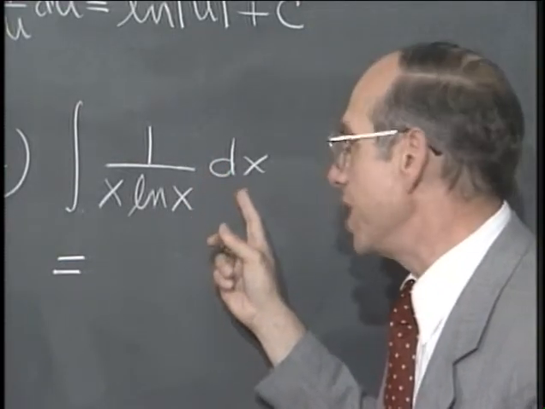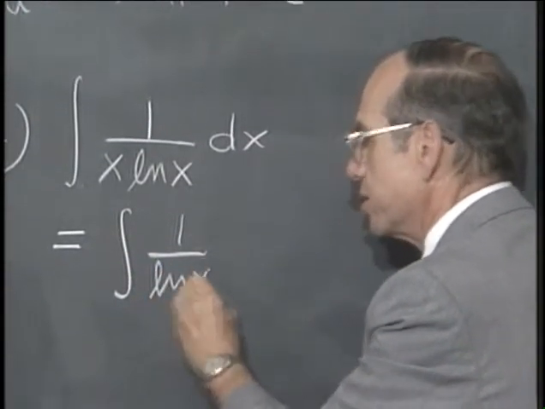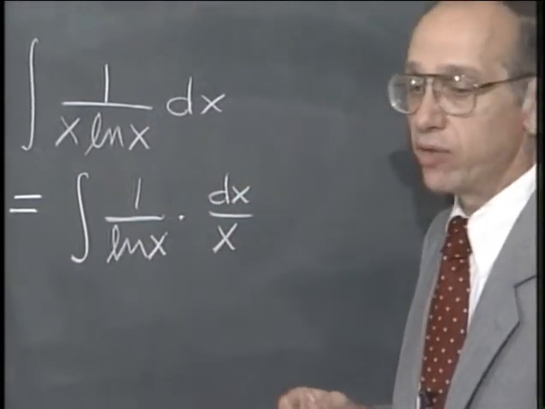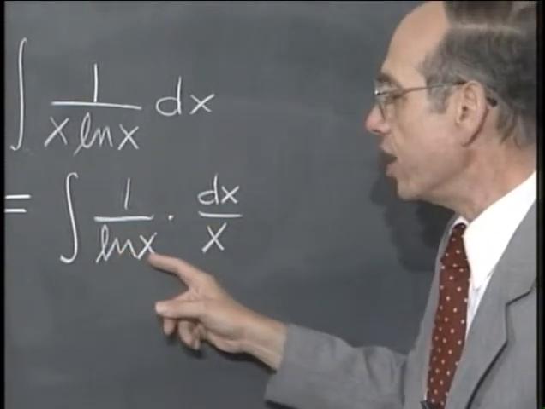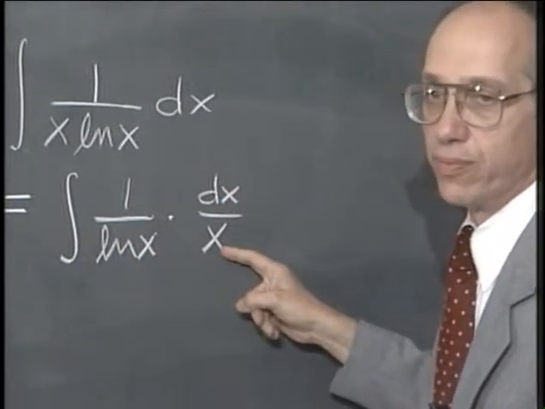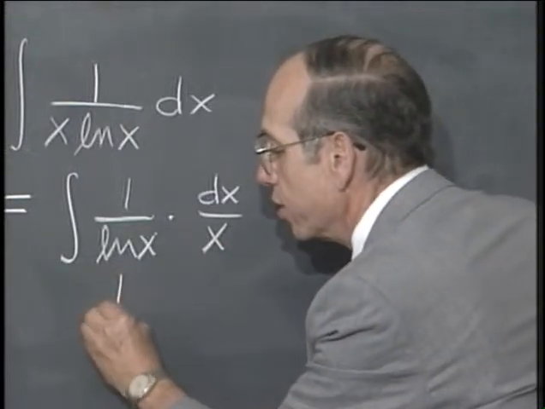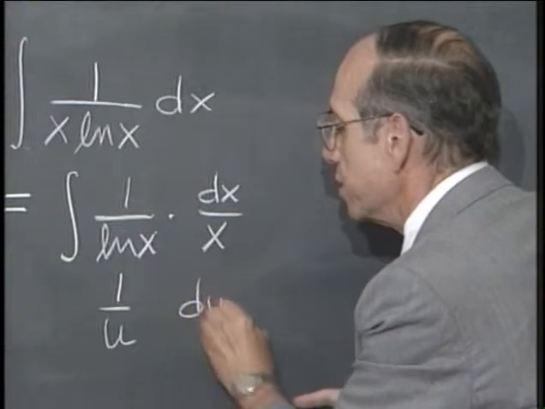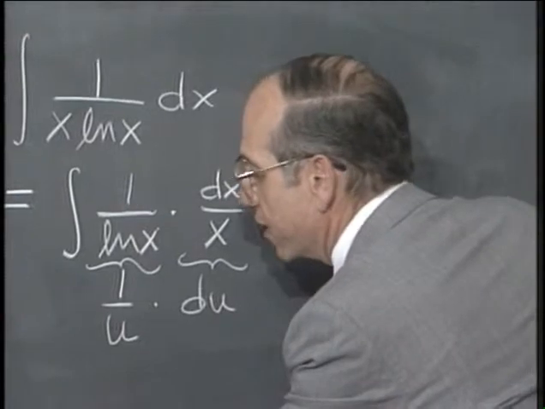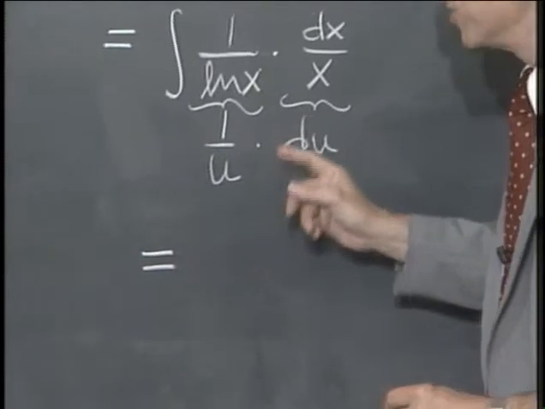But you can use the same kind of trick you just used. Namely, write this as 1 over log of x times dx over x. Now look at what you have. If you now let log of x be u, this is 1 over u times du, because dx over x is the differential of log x. So this is really 1 over u times du. And the integral of 1 over u du is the log of the absolute value of u.